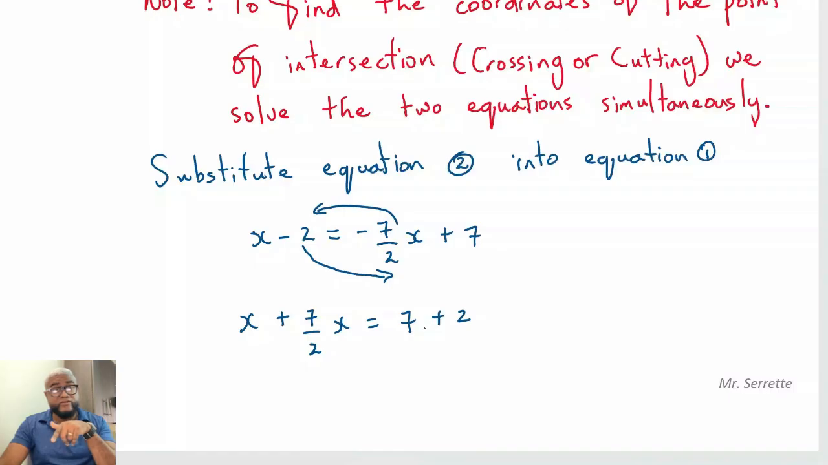So this is 1x, right? So somebody do 1 plus 7 over 2. 9 over 2, yeah. That's correct. So if you work it out on a calculator, if you don't want to work it out using long methods, 1 plus 7 over 2 will be 9 over 2x. And 7 plus 2 is? Everybody good here? Now, if you want to find x, what are we doing?